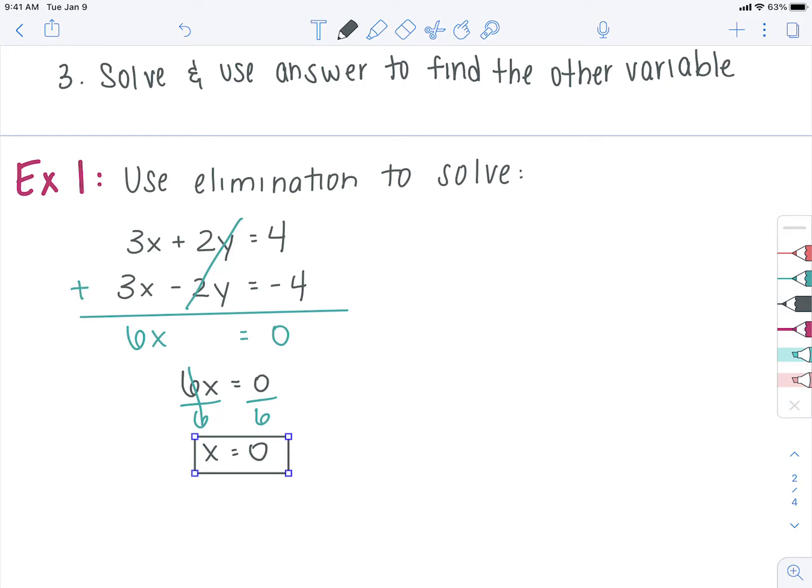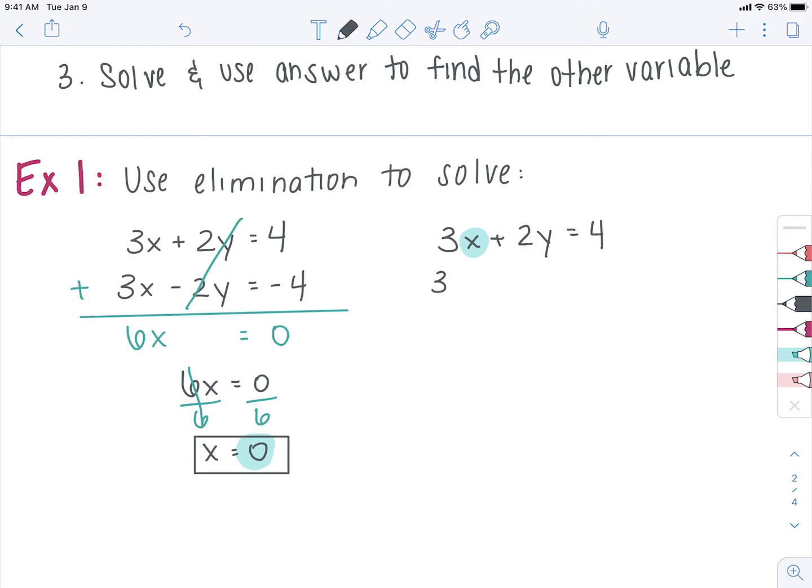I've got to use my answer in order to find my y value. So now at this point I can pick either equation. I can use my top one, I can use my bottom one. It's completely up to you which one you use. And I'm going to plug my x value back in and find my y value. So where I had x, I'm going to replace my x with a 0 since I know that x is 0.